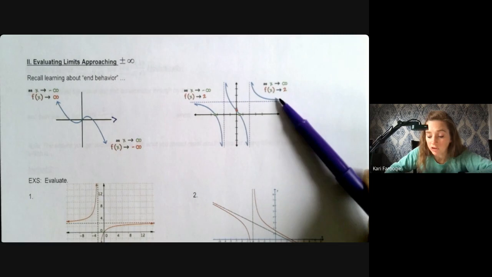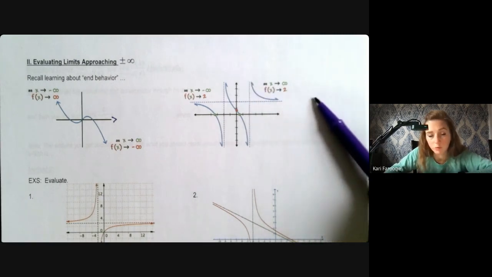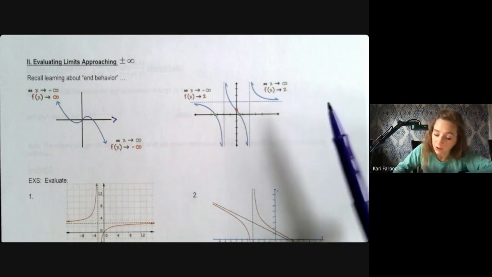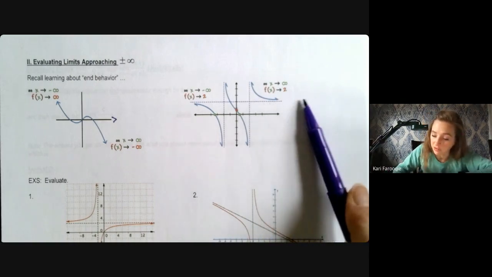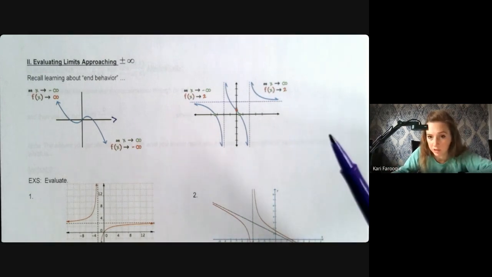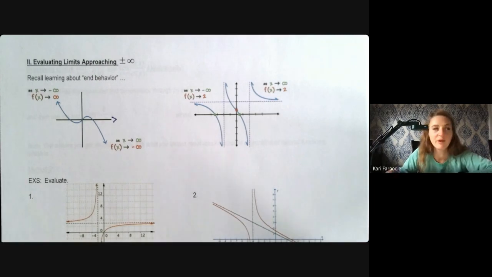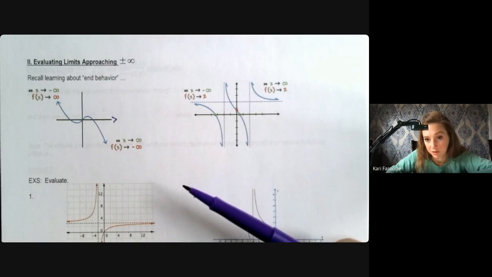Now, they can never actually touch this value at y equals 2, but they're going to approach it for the rest of time, forever and ever and ever. As x gets increasingly large, f of x will just get as close to 2 as it possibly can. It's going to be at 2.01, 2.001, 2.0001, and it's going to get so close, but it's never going to touch.